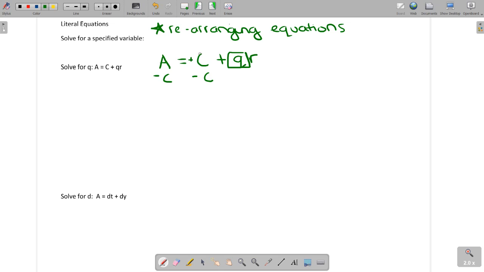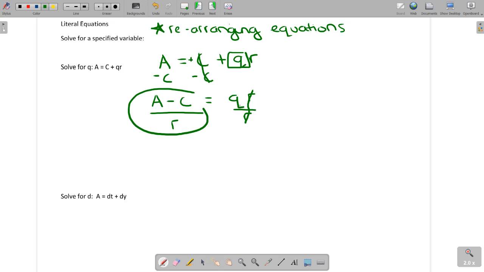Now C minus C will be 0, so it cancels out. A minus C you cannot do, so you write them next to each other like that. And then you have Q, R, so that's Q times R. You're going to do the opposite of times, which is divide. So you're going to divide by R, and you have to do that on this side too. Then R divided by R cancels, and Q is by itself. So that's it: A minus C over R.